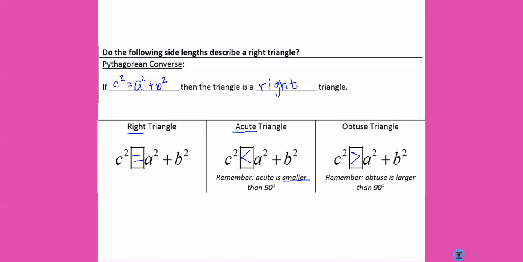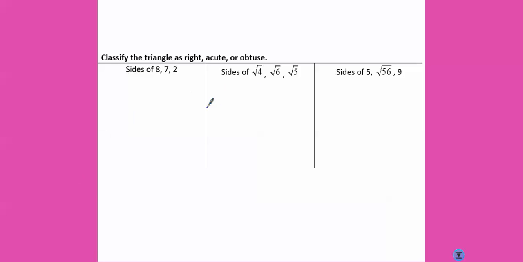So let's look at some examples. The first thing you need to figure out is which side is going to be c. It's going to be the biggest side. So in this case, 8 would be our c. So we have 8 squared. We don't know if it's equal, less than, or greater than 7 squared plus 2 squared.